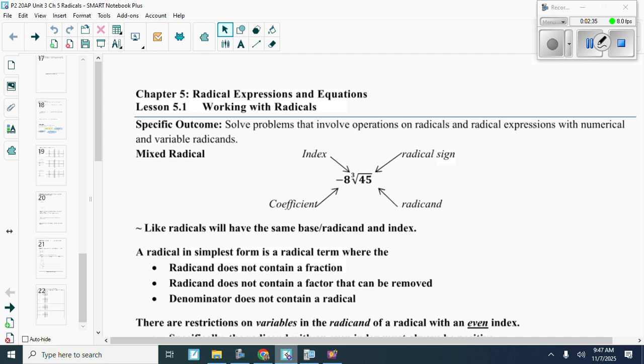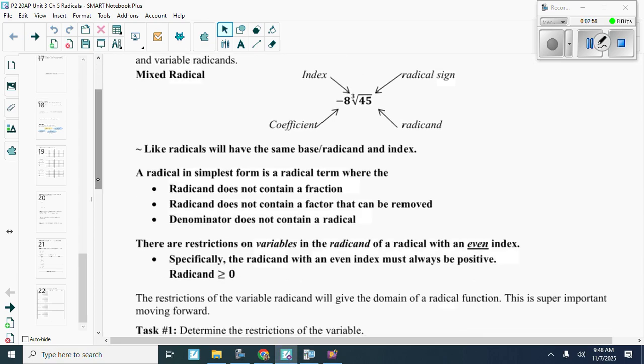And then of course the number underneath the radical sign is your radicand. Sometimes we talk specifically, like when we talk about the discriminant as part of the quadratic formula, the discriminant is actually the radicand. It's the thing that's under the square root sign.